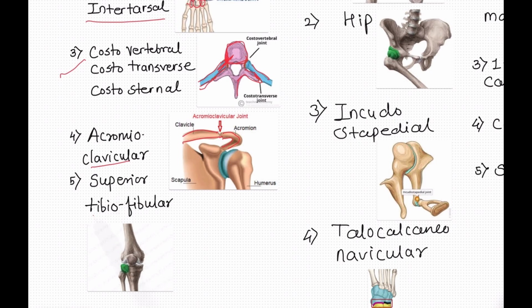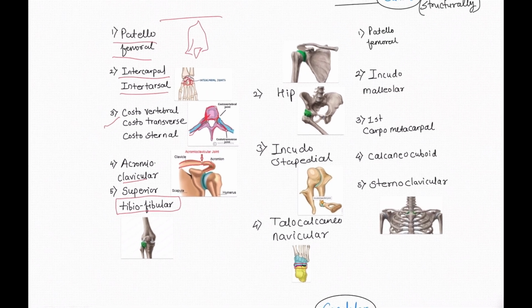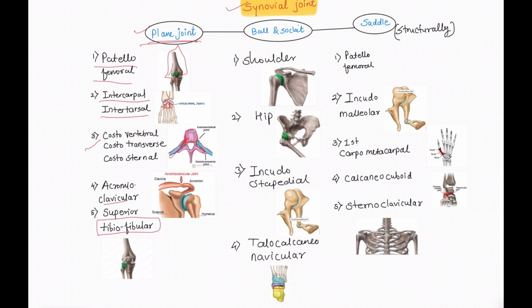Then superior tibiofibular. Previously we have seen the superior tibiofibular joint, which was syndesmosis, which comes under fibrous joints. Okay, move on to the next type of synovial joint, which is very easy, the ball and socket joint. This joint looks like a ball and socket, the way the ball fits into the socket. For example, the shoulder joint: this is the head of the humerus, fitting inside the glenoid cavity of the scapula.